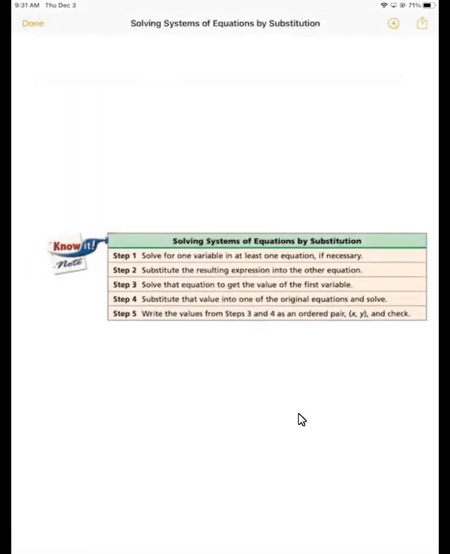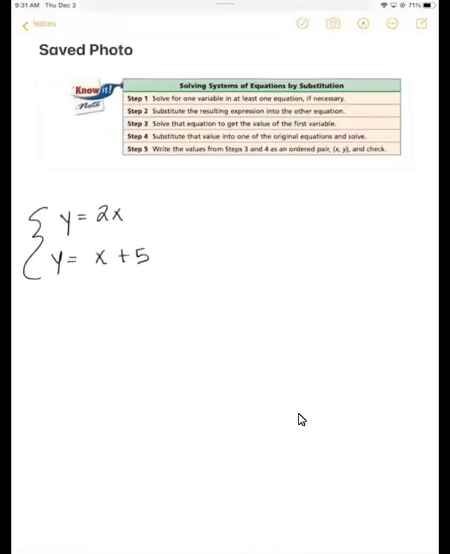Up here, we have the steps on how to solve a system of equations by substitution. If I were you, I would always have these steps handy, which is why it's included in the slides. So the first one says solve for one variable in at least one equation if necessary. Substitution is when you take a number or a variable or an expression and you put it into another place, like a placeholder.